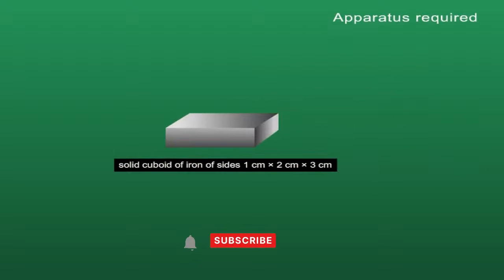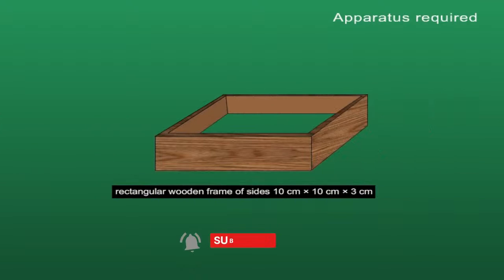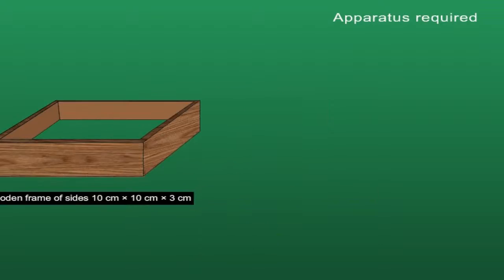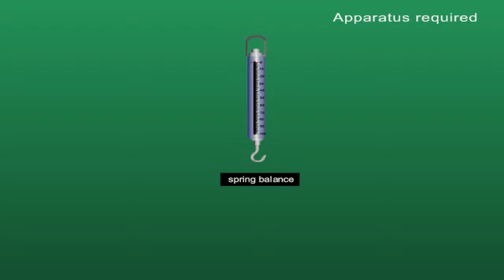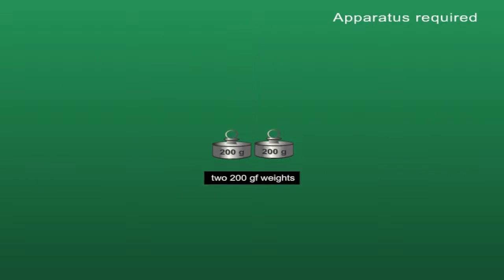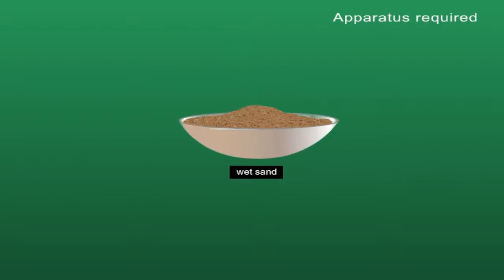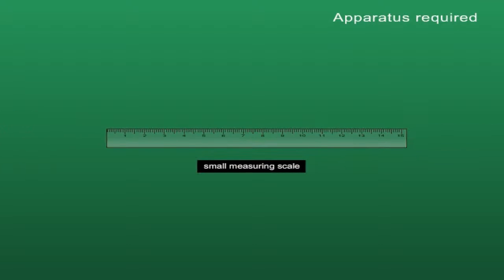Apparatus required: a solid cuboid of iron of sides 1 cm x 2 cm x 3 cm, a rectangular wooden frame of sides 10 cm x 10 cm x 3 cm, a spring balance, two 200 gram force weights, wet sand, and a small measuring scale. Procedure.